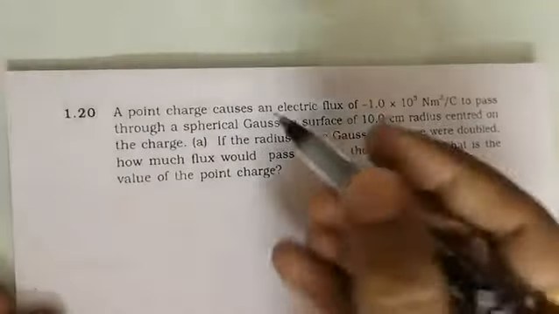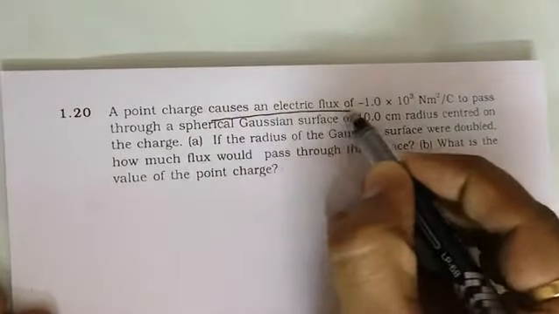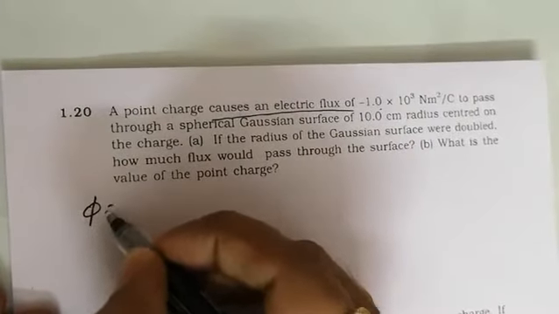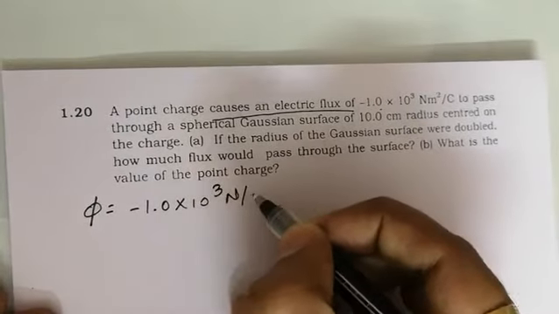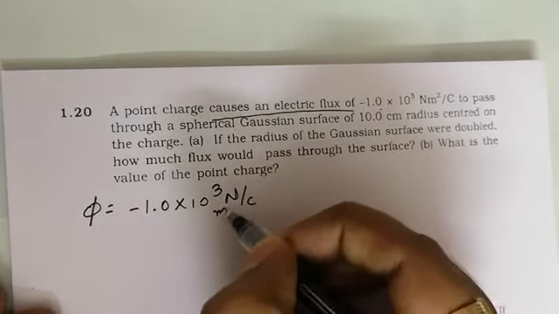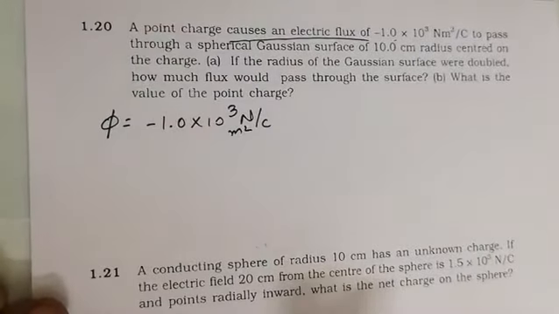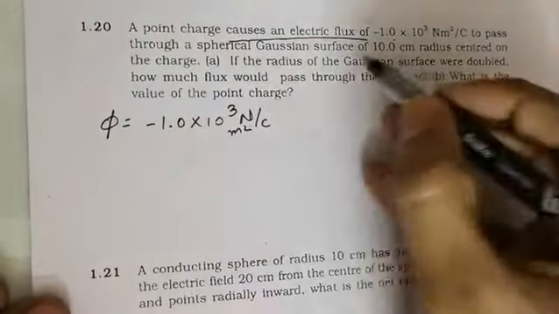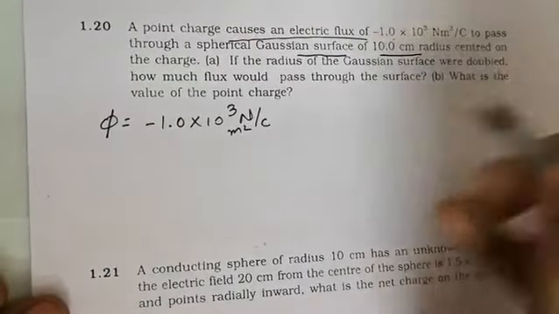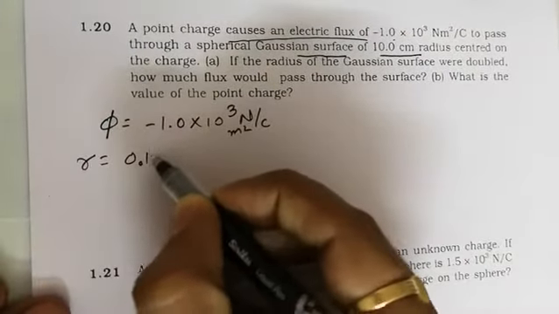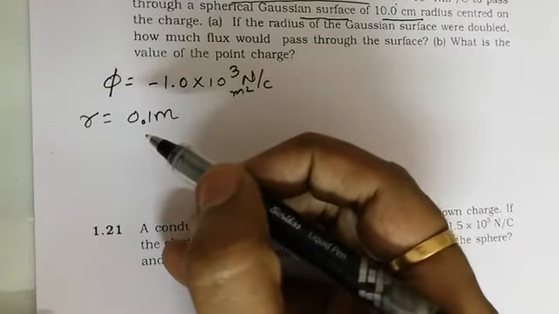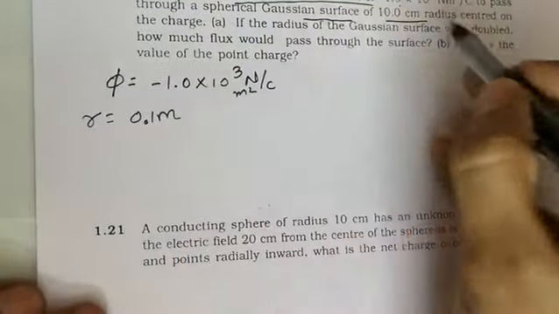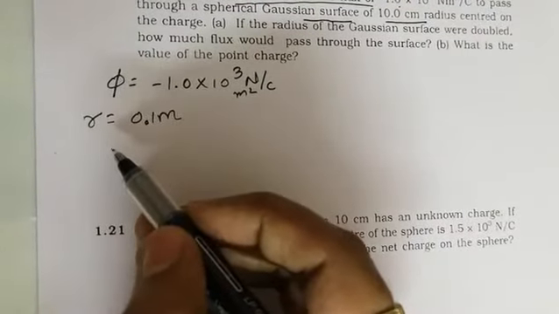Next example is 1.20. A point charge causes the electric flux. So we can have a flux. See, this is the only example in our exercise which is giving us a negative value. It means it is only because of the negative charge. And our Gaussian surface having the radius is called R. I am using this value 0.1 meter. We can say that if it is giving us such type of thing, we have to find it out. It's a charge.